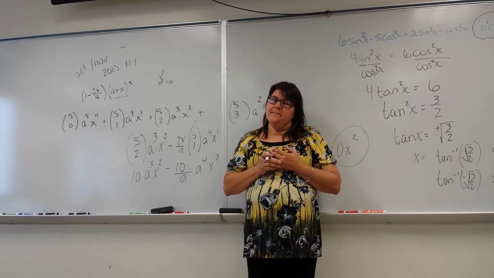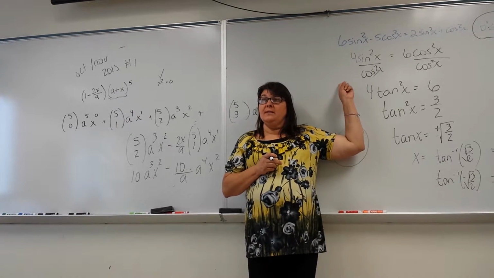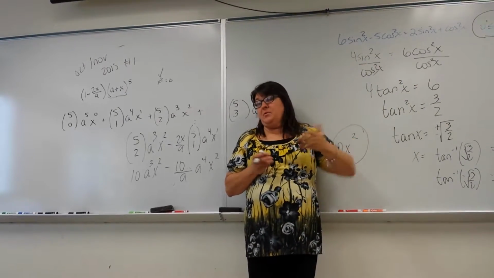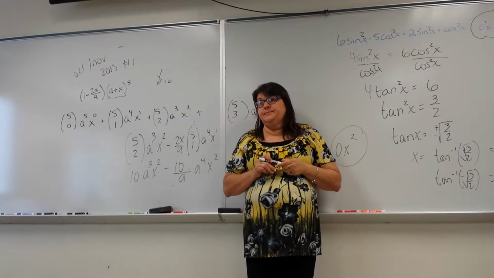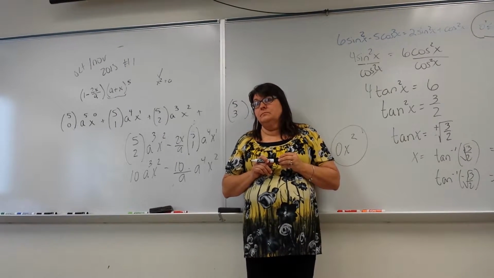So if you didn't realize that they weren't all the same powers, you went sine squared equals 1 minus cosine squared, the Pythagorean identity. If you didn't know they all have the same power and you divided both sides by cosine squared.